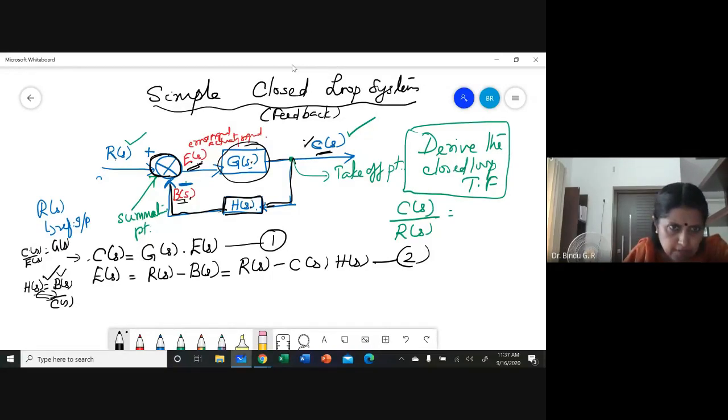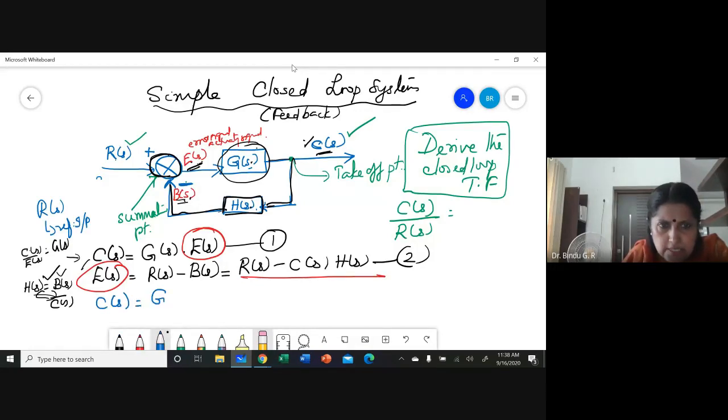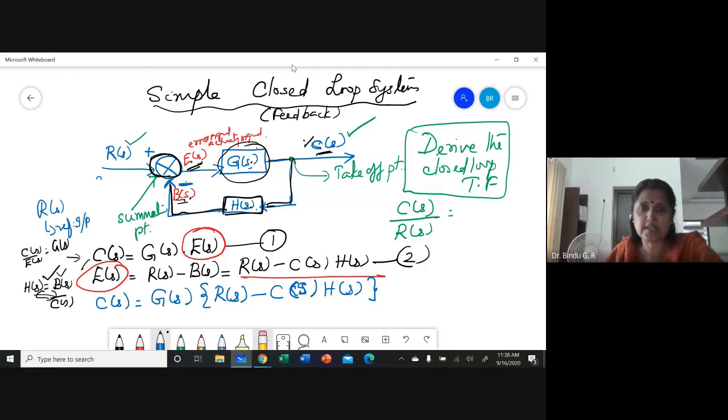Okay, now I have these two equations, and I'm going to substitute E(s) with this equation so that I get C(s) is equal to G(s) into R(s) minus C(s) H(s). Now remember to put s always inside the bracket. This is C(s), not s into C. Okay.